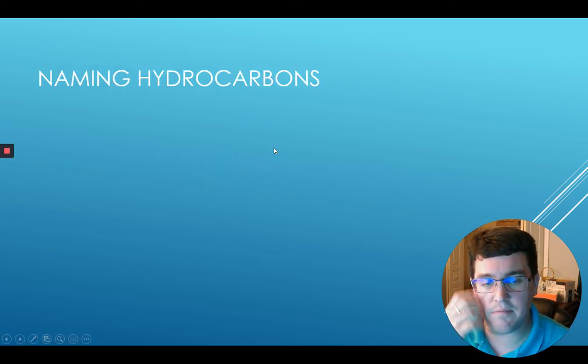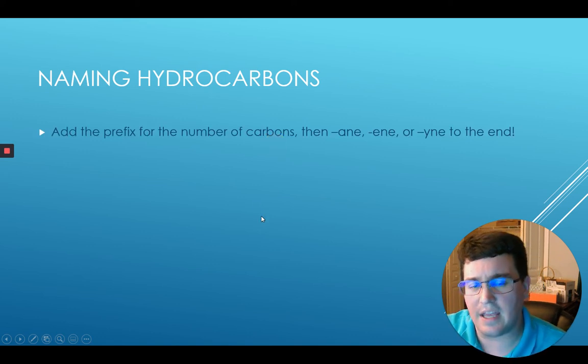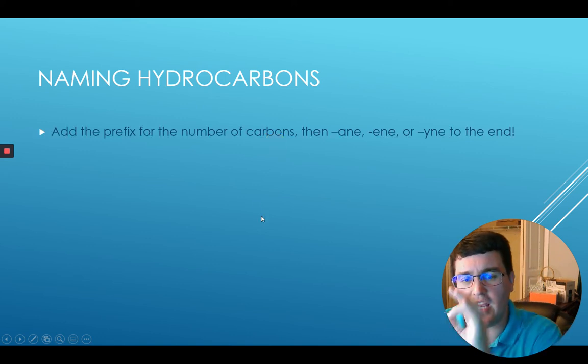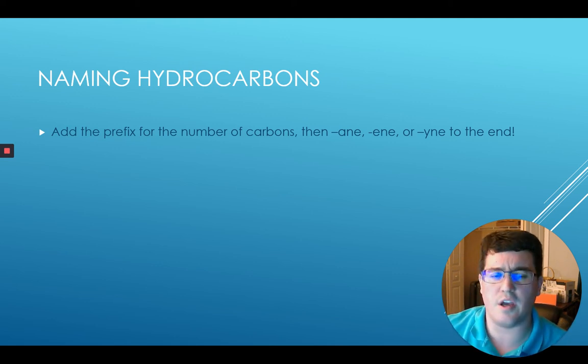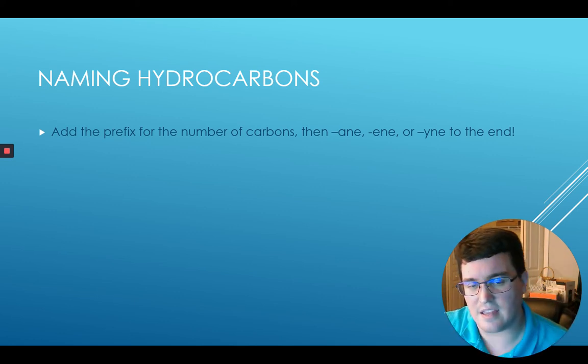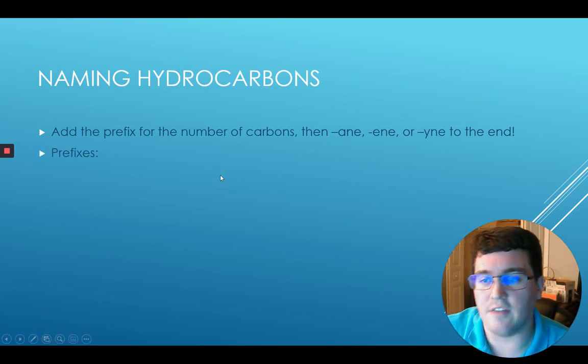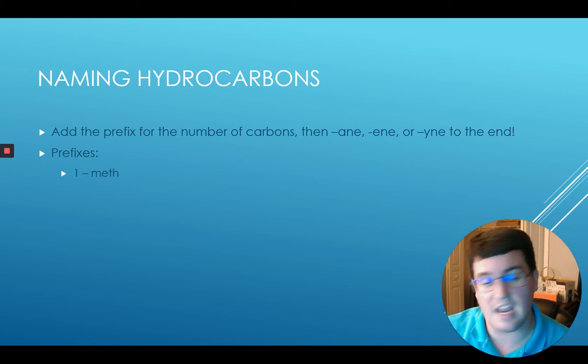And how do we name them? I'm not going to ask you to name C10, but what we do is we have a prefix, and then depending on the formula, we add ane, ene, or yne to the end. And we are going to practice this a whole bunch tomorrow, but I want to throw a few of these prefixes at you. There are only 6 that I want you to memorize. And the first prefix is for one carbon, that is meth. And everybody's heard of meth.